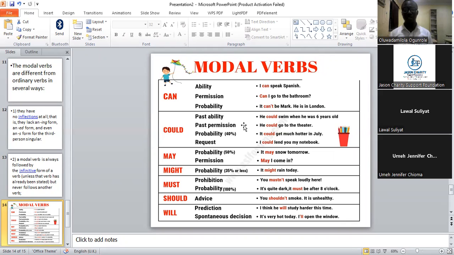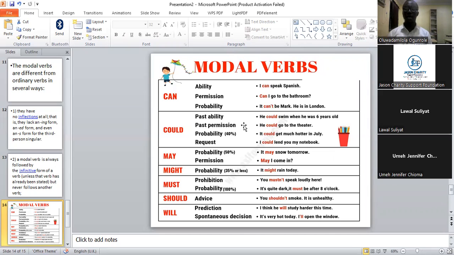Might also for probability. Must for prohibition, that is to stop somebody from doing something or stop something from happening. Or you can use it for command, that is when you're using it in the positive, it comes with a command tone. You must do this. And then when you want to talk about a probability with a notion of certainty, you use must. Should is used to give advice, and will, which is the last one, is used to predict something or to express a spontaneous decision. So this is where we'll stop for today.